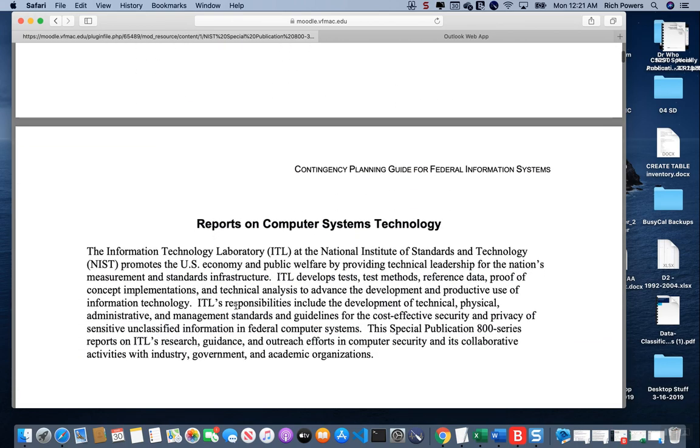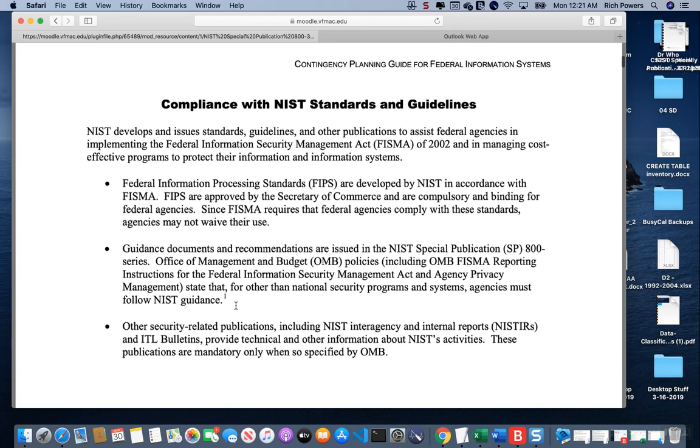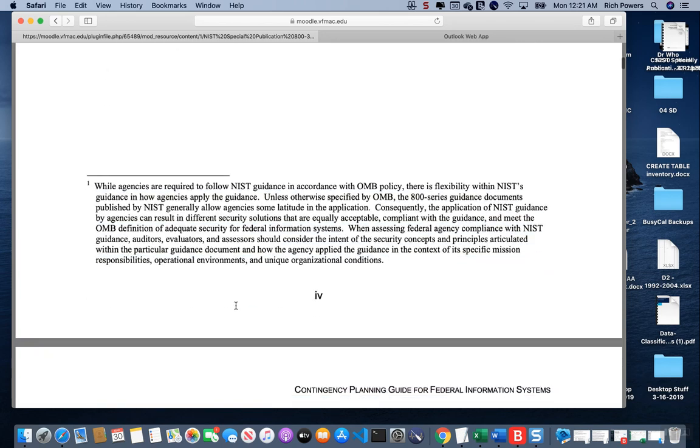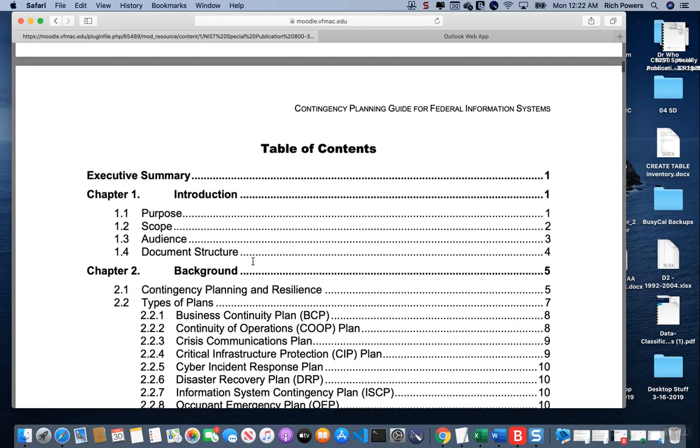What this is actually designed to do is basically describe what the things are that an organization needs to do in terms of contingency planning and resilience, the idea of being able to maintain and sustain operations in the face of a disruption.